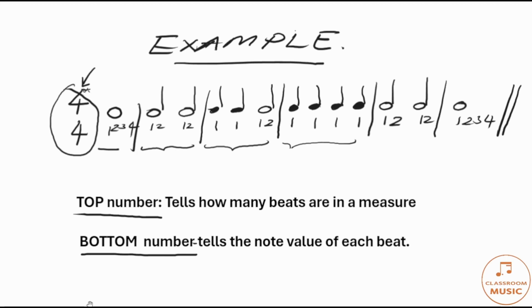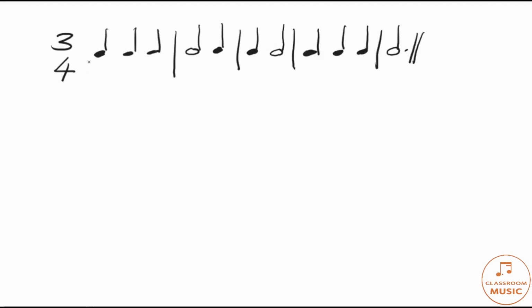The same applies to other time signatures. So having a time signature of 3, 4, the top number indicates the number of beats in every bar, which is 3 beats, while the bottom number, the 4, indicates the value of notes the beats receive. So these 3 beats are of quarter note value. 3 quarter notes in every bar.